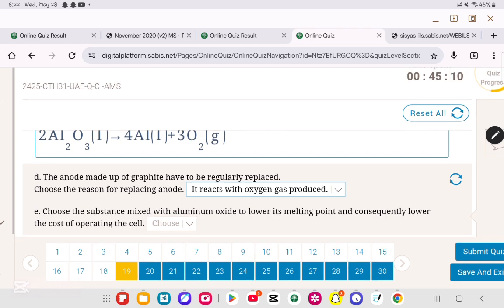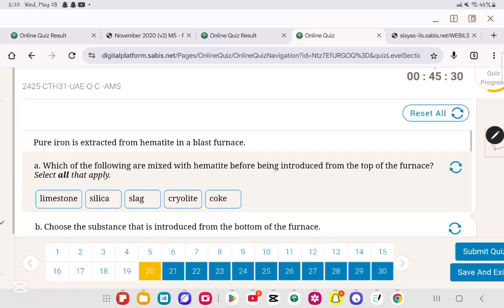Now choose the substance mixed with aluminum oxide to lower its melting point. It is cryolite. Cryolite lowers the melting point of aluminum oxide. However, another name for aluminum oxide is bauxite. How do you spell it? It's like this. Okay, so that is it for 19. We move on to question number 20.